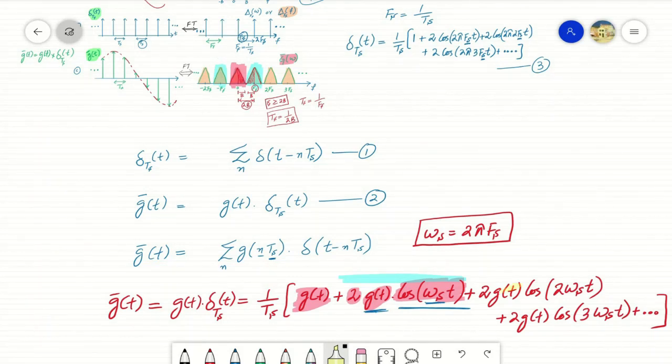Similarly, the third additive term also has g of t shifted across 2 omega s. So the same spectrum G of omega shifted across 2 times omega s or 2 times fs, and so on. We have a copy of g of t shifted across 3 times fs, and we will have another copy here at 4 times fs and another copy at 5 times fs, and so on.